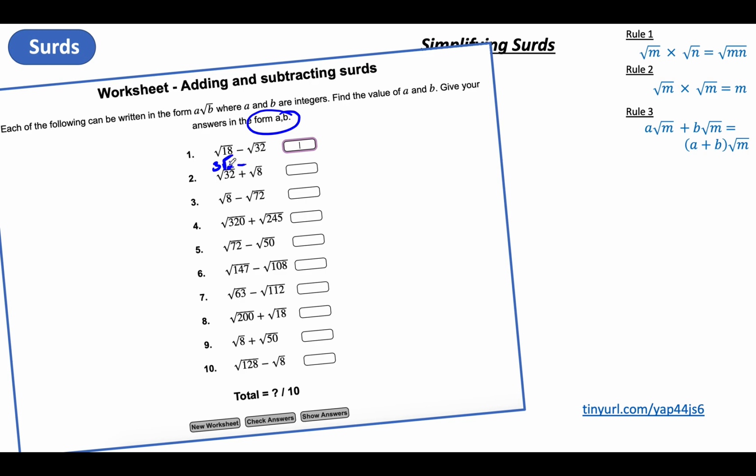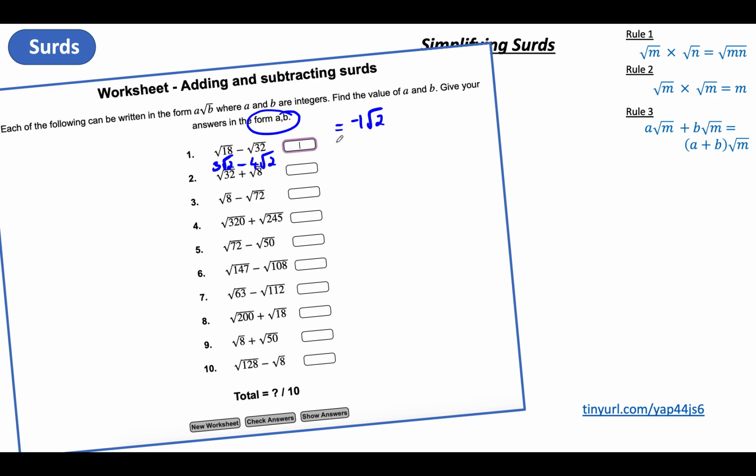So root 18 is the same as 3 root 2. Root 32 is the same as 4 root 2, so that's 3 lots of it, take away 4 lots. Well, that's another awkward one, isn't it? It leaves minus 1 lot of root 2.